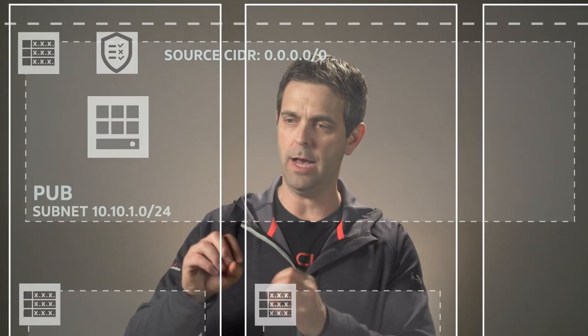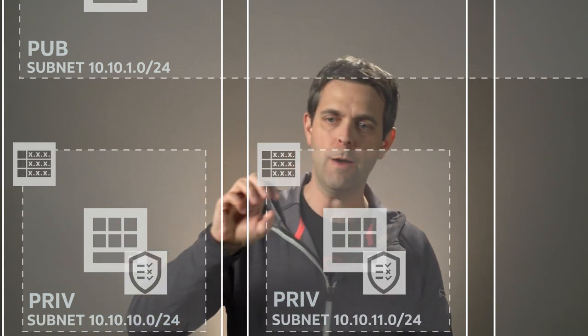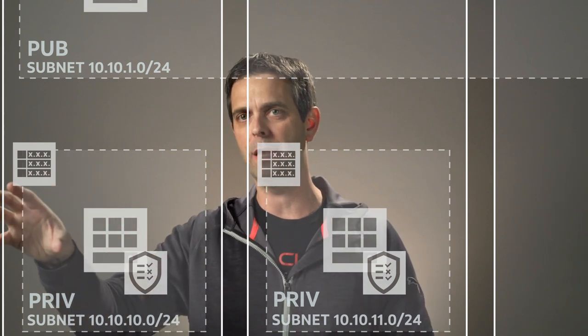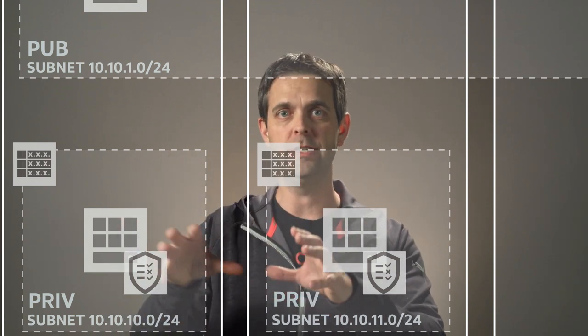Now, let's go ahead and zoom in a little bit on our private subnets, and let's populate this with a couple of network security groups. Now, these network security groups, instead of being associated at the subnet level, are associated at the instance level. And this allows us to set a different group of rules across all of our resources that may not be in the same network segment. It gives me a little bit more flexibility and a little bit more control over my traffic flow in the VCN.